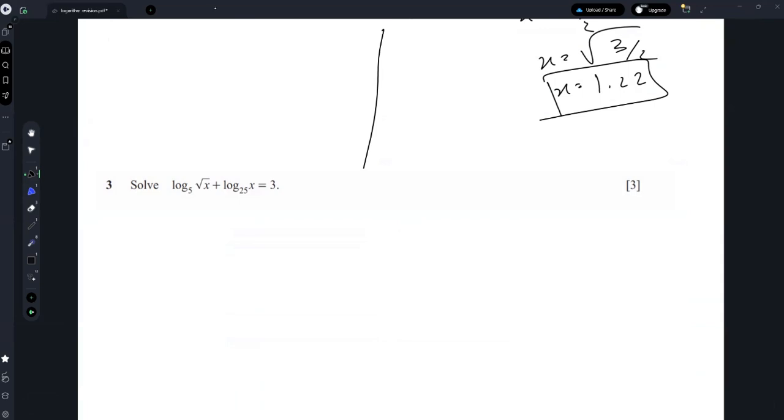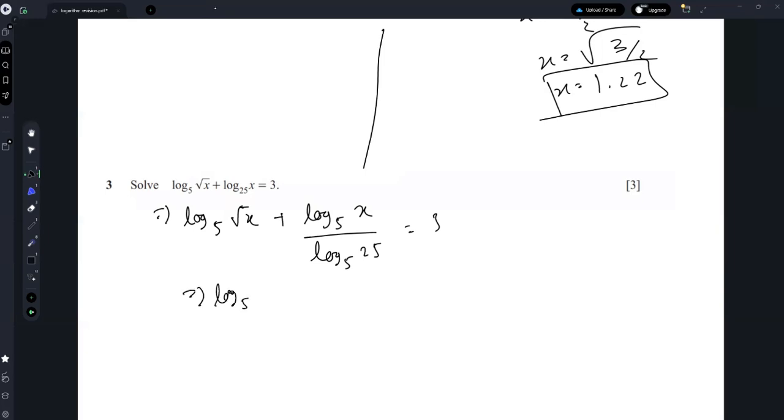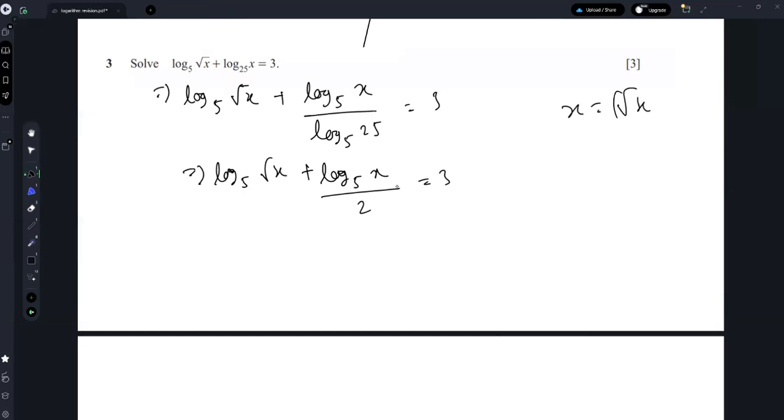We know that obviously the bases are both powers of 5. So I can write this thing as log base 5 of root x plus log base 5 of x divided by log base 5 of 25 equals 3. So we get log base 5 of root x plus log base 5 of x divided by 2 equals 3. Now, right away, you may just do the following. x is exactly the same as root x whole square. So I can say this is log base 5 of (root x) whole square. Let log base 5 of root x equal y and solve the equation.